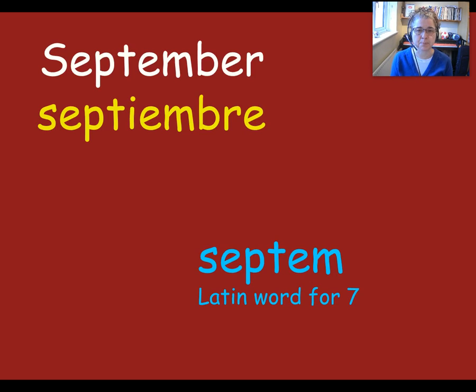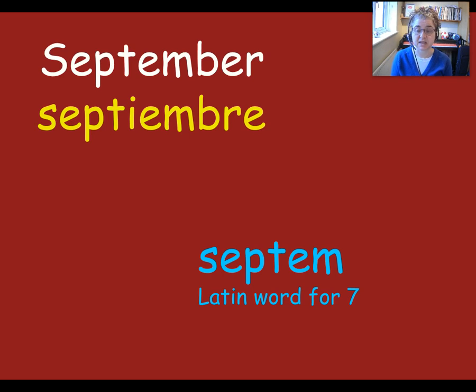Now, September, septiembre, is named after the Latin number septem, and septem is the Latin word for the number 7. But which month is September? Is it the seventh one? It's not, is it? It's actually the ninth month, and yet it's named after the Latin word for 7.